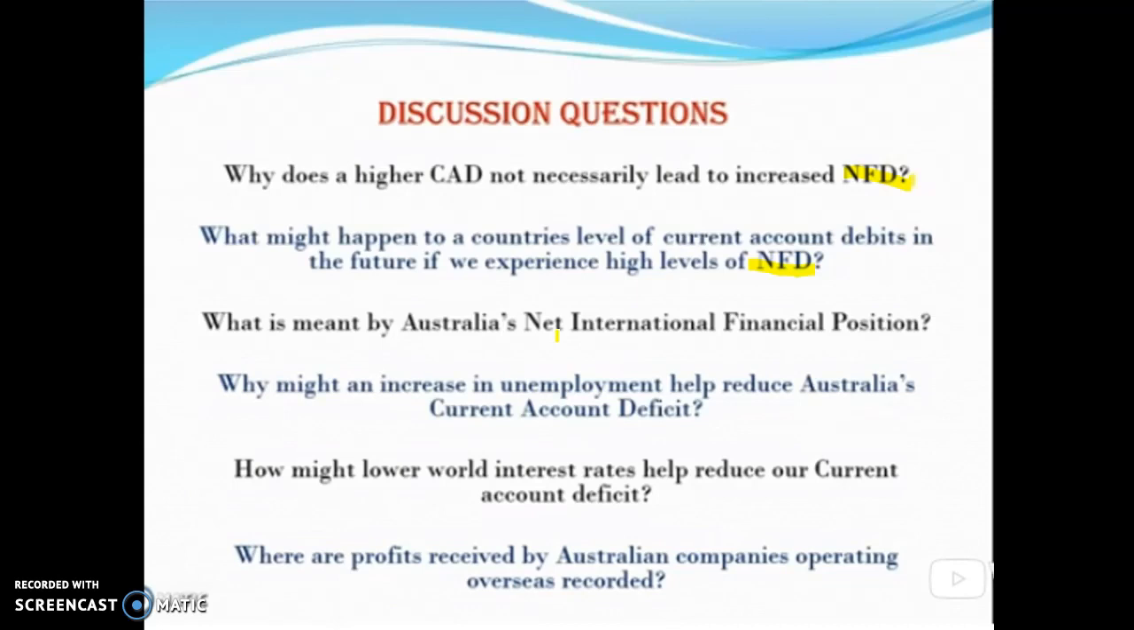How might an increase in the unemployment rate help to reduce Australia's CAD? Well, the more unemployment there is, the less money Australians have. The less money Australians have, the less spending that they do, and that leads to less importing because a high proportion of our spending goes on importing.